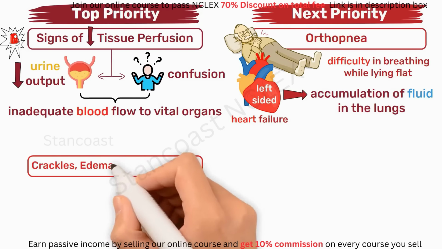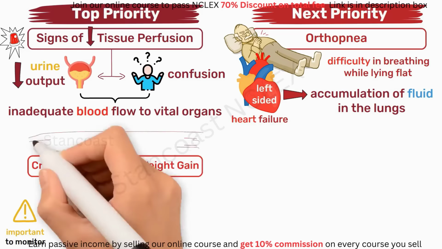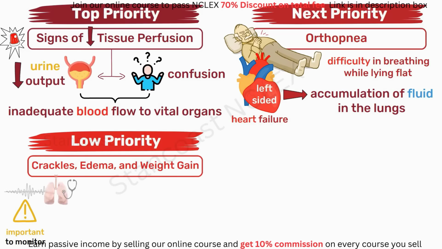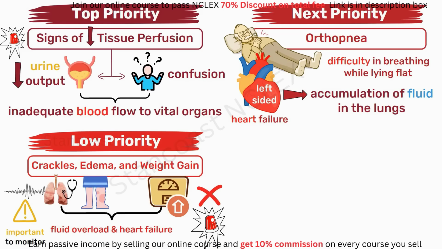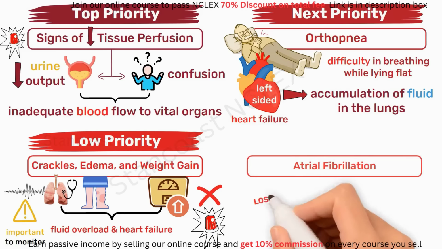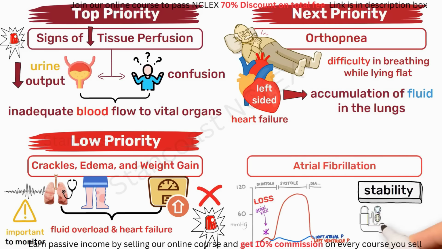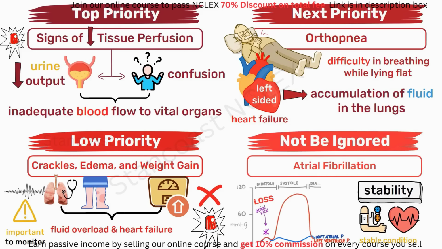While crackles, edema, and weight gain are important to monitor, they can be assigned a relatively low priority compared to the aforementioned symptoms. These signs may suggest fluid overload and heart failure, but they do not require immediate intervention unless they worsen or become severe. In the case of atrial fibrillation, although there is a loss of atrial kick, the stability of blood pressure and heart rate indicates a relatively stable condition. While it should not be ignored, addressing the other higher priority symptoms would take precedence in the immediate management.